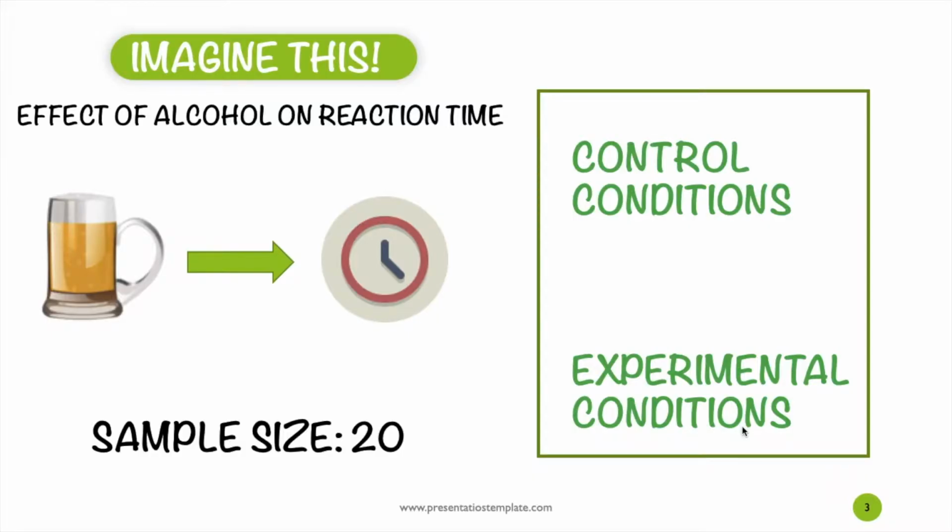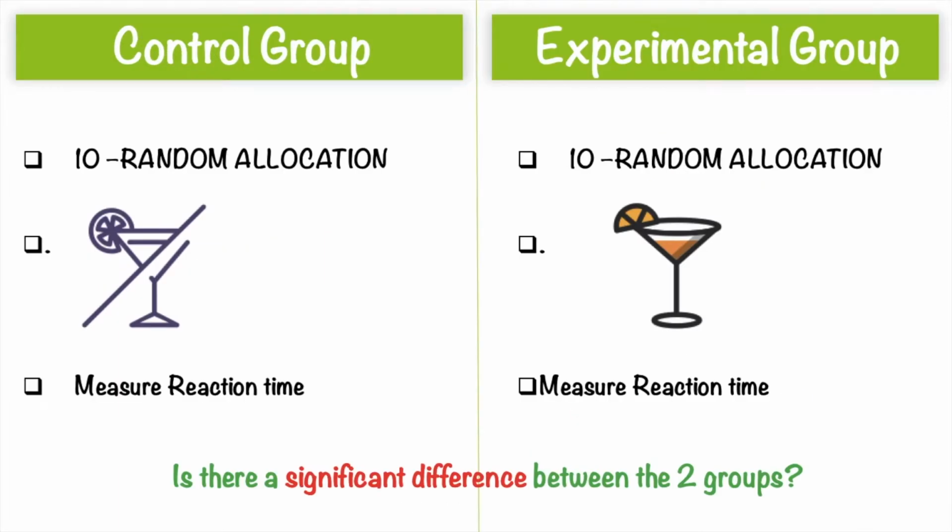Imagine we want to look at the effect of alcohol on reaction time, okay? This is our experiment. And we have 20 participants. So we randomly allocate them into two groups or two different conditions, control condition and experimental condition. 10 of them we put in the control group and 10 of them we put in the experimental group, okay?